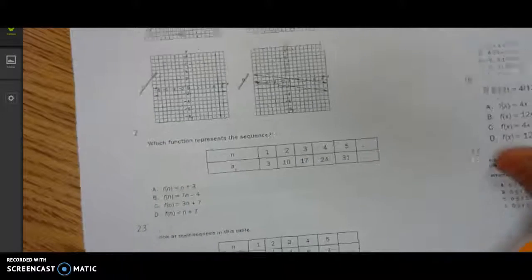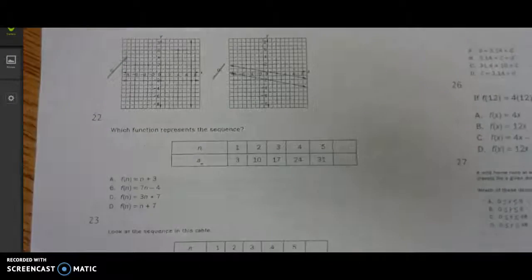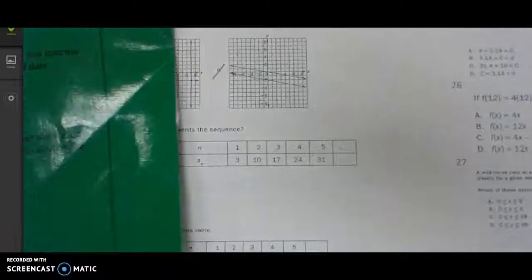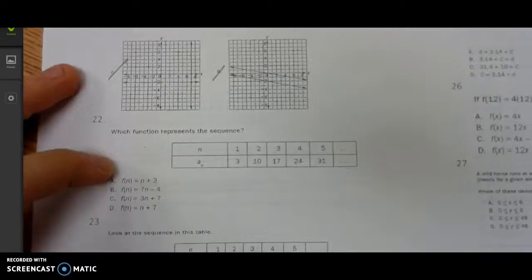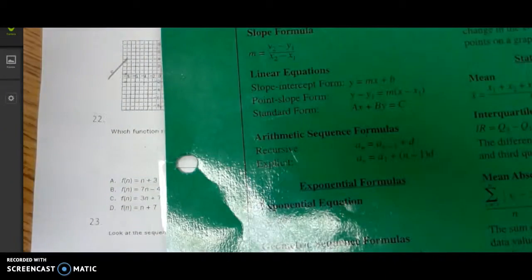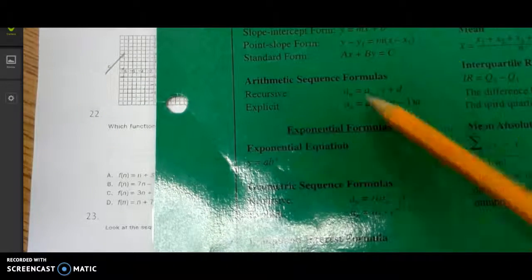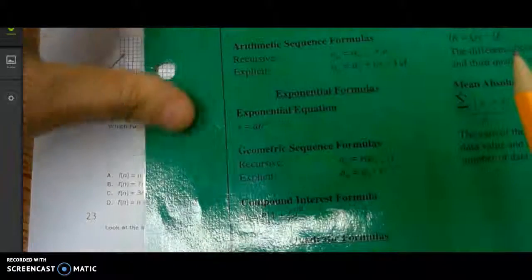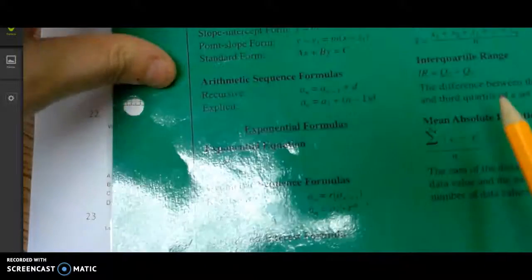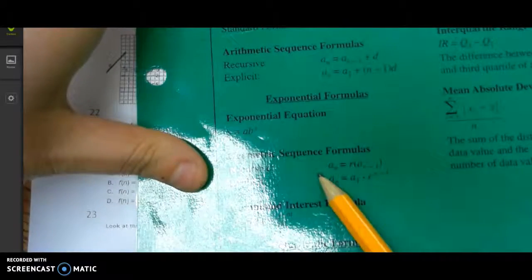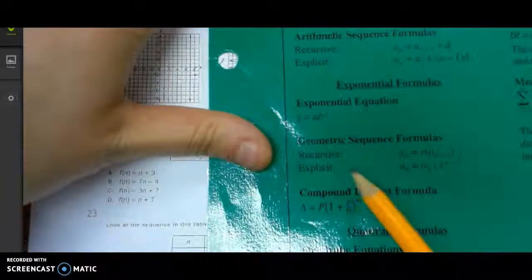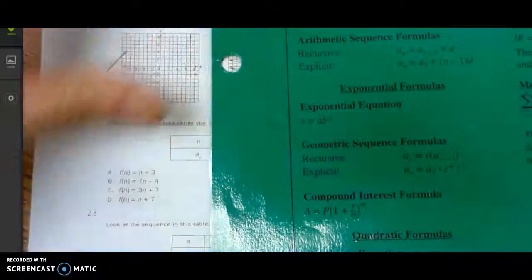Number 22. Okay, for 22, we are going to look at our formula sheet for something that we haven't really used. That's why I didn't go over these in class. This is going to either be an arithmetic or a geometric sequence. And if you look on here, we have our arithmetic sequences. It says recursive and explicit. All I'm going to do is plug into this. And then the geometric sequence, which is right here. And the same thing. All we're going to have to do is plug into that.